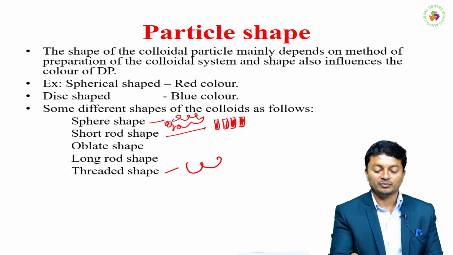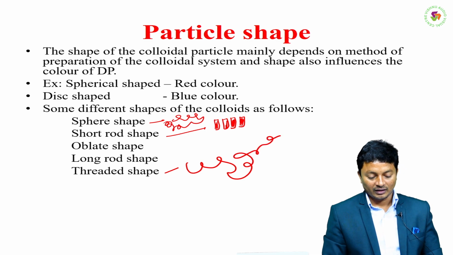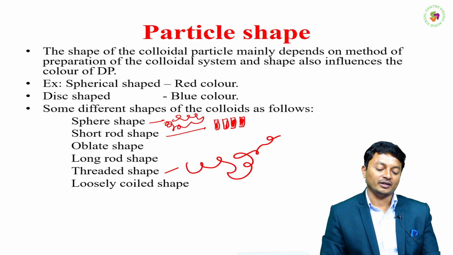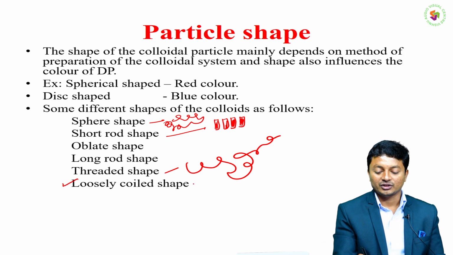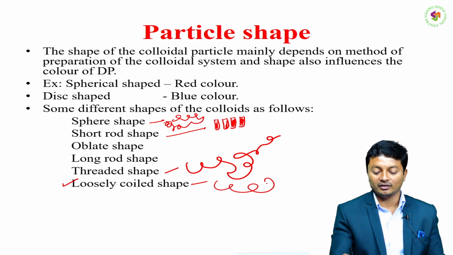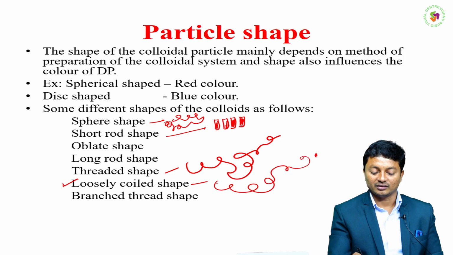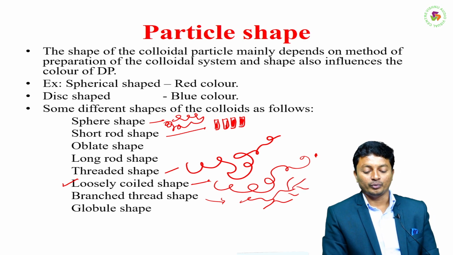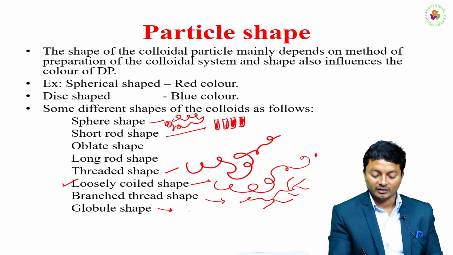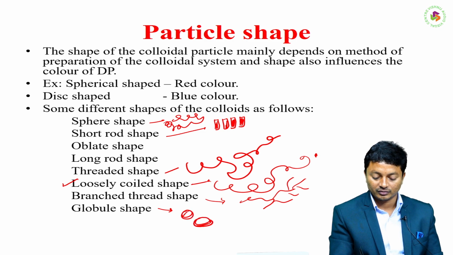Similar to spherical shapes, they will be like a thread, and this thread like structure will be divided into loosely coiled shape. The coiling of this thread will be very loose, it will look like this. Branched thread shape, so this will have some branches like that. Globule shape, this globule shape is like droplets, they will look like this.